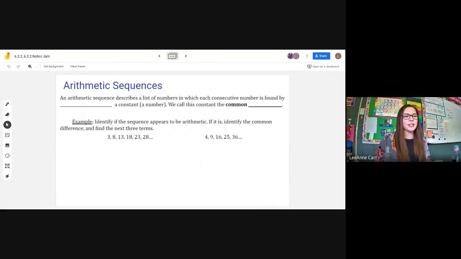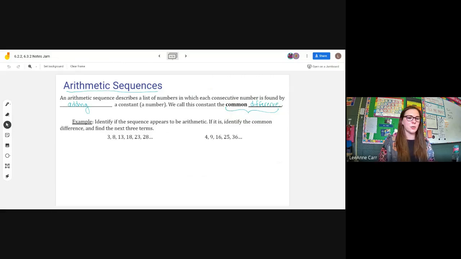This first fancy vocab is arithmetic sequence. An arithmetic sequence describes a list of numbers in which each consecutive number is found by adding a constant. We call this constant a common difference. Okay, so this part is going to be really important to us. If you have an arithmetic sequence, that means you are automatically looking for a common difference.